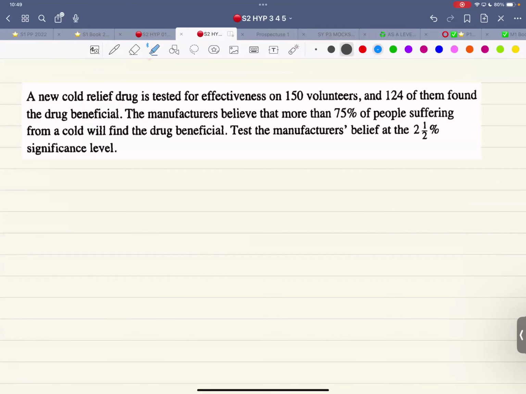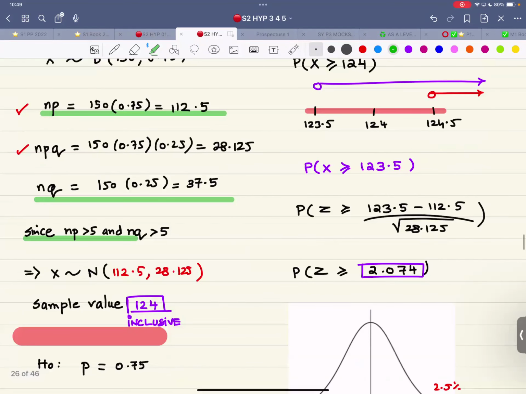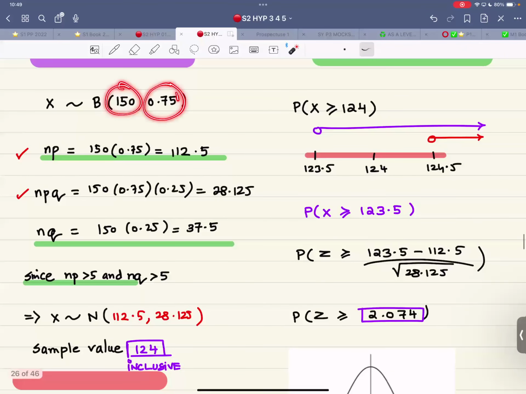A new cold relief drug is tested for effectiveness. On 150 volunteers, 124 of them found the drug beneficial. Manufacturers believe that more than 75% of the people will find the drug beneficial. Test the manufacturers' belief at the 2.5% significance level. So now, first of all, you have N, you have P.